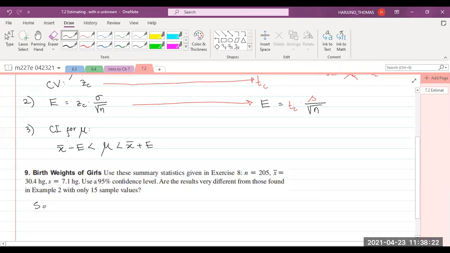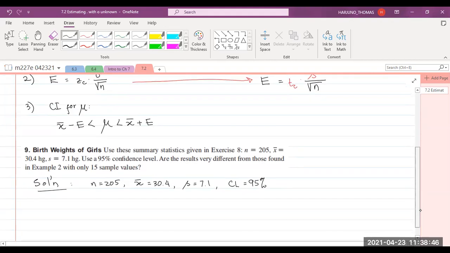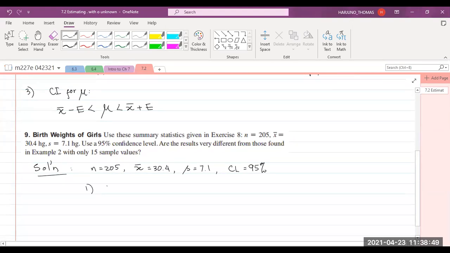So, solution. Let's write down what we have first. The sample size is very big, 205. The sample mean is 30.4. The sample standard deviation is 7.1, while the confidence level is 95%. Step 1, the best point estimate is x bar equals 30.4. How about the critical value? We will use T critical.